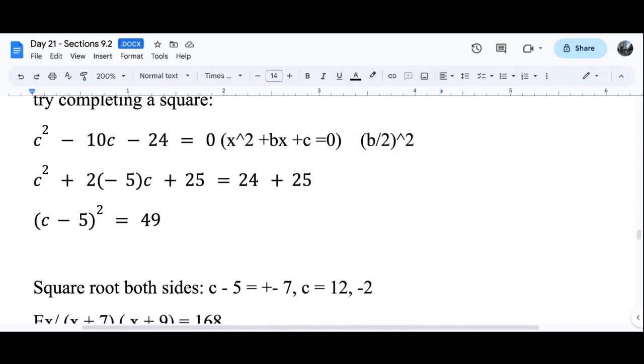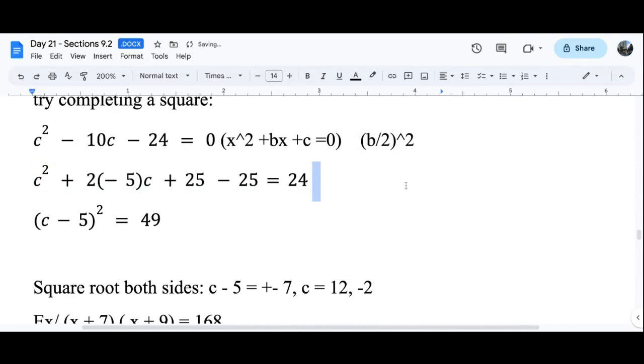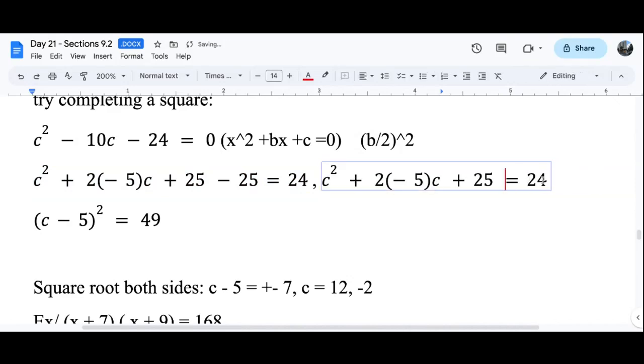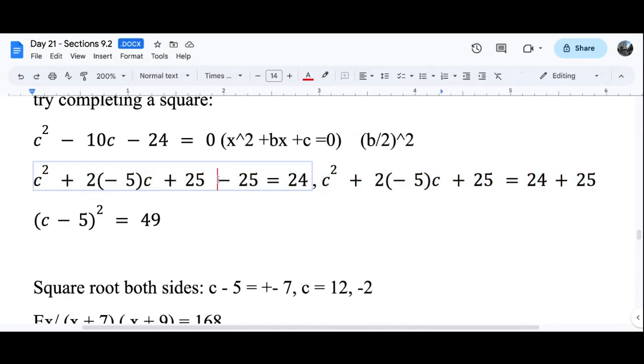All right, let me explain this. Okay, so if I subtract 25 here, that's exactly the same as, I'm going to write both of them, okay? You see these two equations are exactly the same. The first one, I just subtract 25 on the left-hand side. The second one, I add 25 on the right-hand side. They're exactly the same, okay?